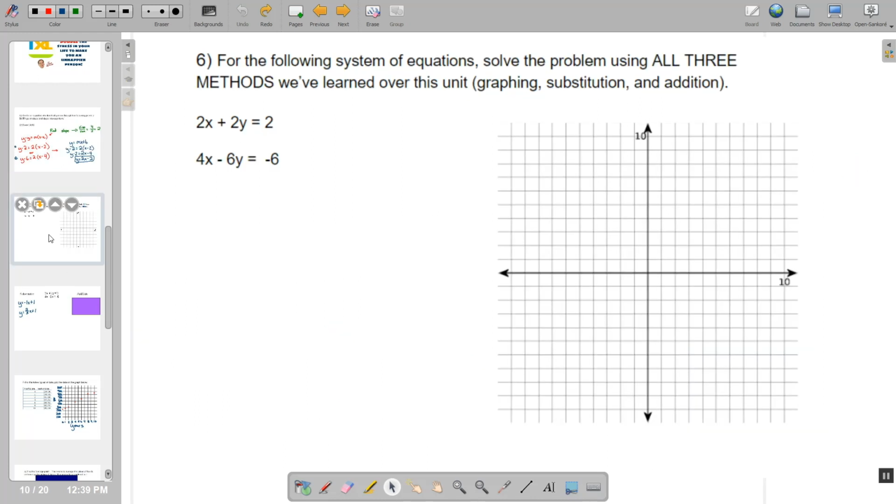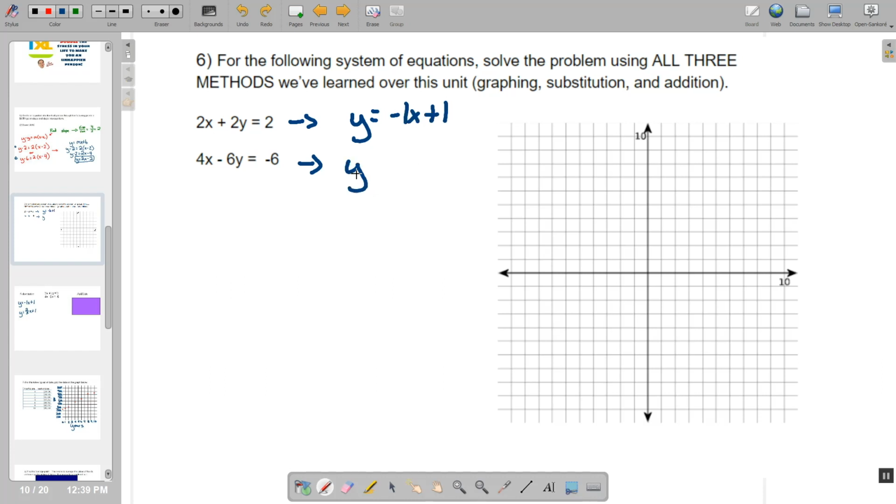Let's move on to question 6, which is systems of equations, one of my favorite topics throughout the year. And for the following systems, we needed to solve the problem using all 3 methods. Now, the first method is almost always going to be graphing. So each of these you have to convert to slope-intercept form. Now, I'm going to do that in the shortcut fashion.